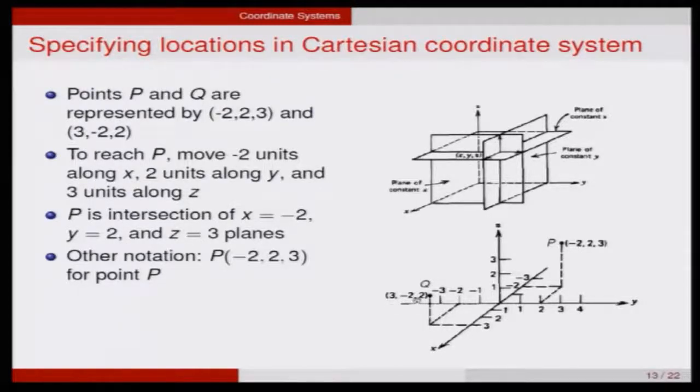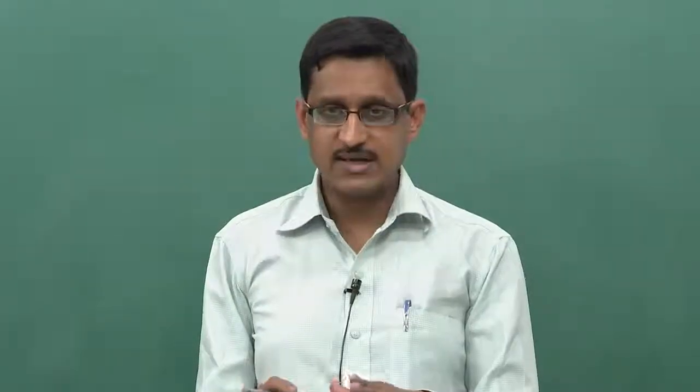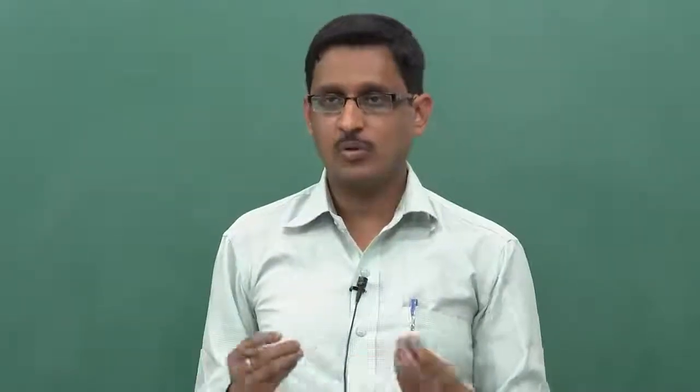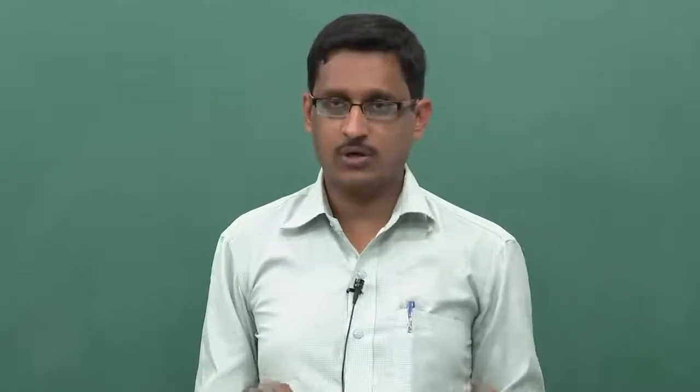Okay. A different notation is to just give the point P and give the coordinates of the point in brackets. So, P, and in brackets you give the coordinates, in this case -2, 2 and 3, and for Q it would be 3, -2 and 2. Okay. So, this is how to specify locations in a 3-dimensional coordinate system. I hope that you have understood this particular point, and I suggest that you try to graph more points to become familiar with this particular coordinate system.